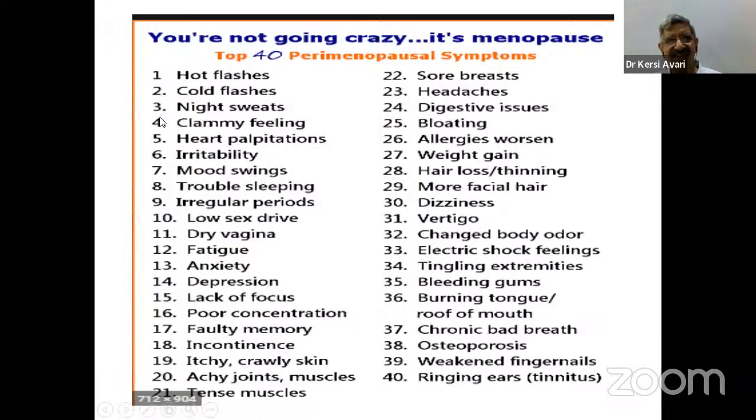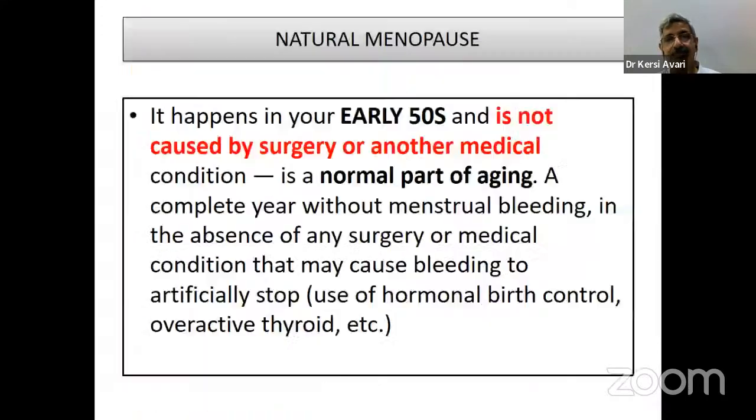Now, when we get some symptoms, we think, I'm going crazy. I think I'm losing it now. We always say that. Or we are a gone case. No, you are not a gone case. But remember, these are all premenopausal symptoms. Okay? Natural menopause happens in the early 50s. There is no medical condition. It's a part of normal body aging.